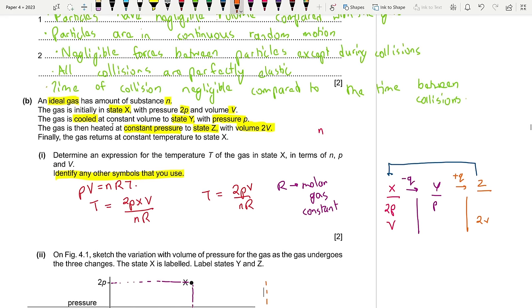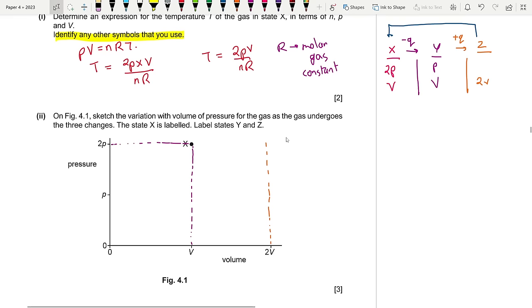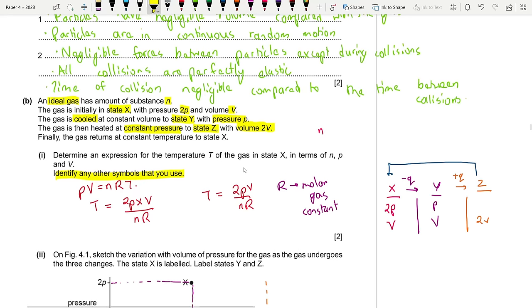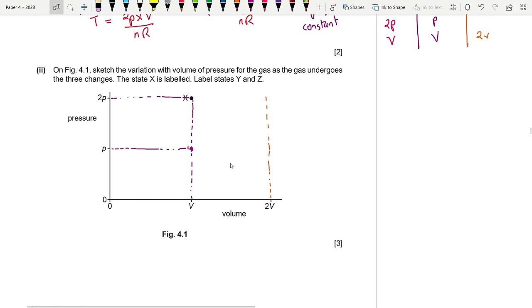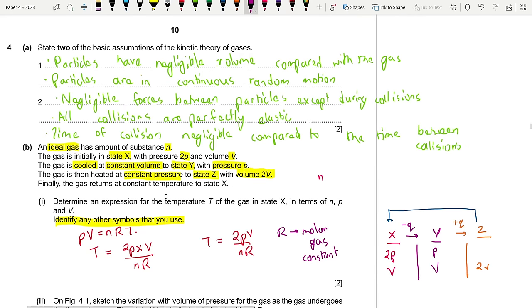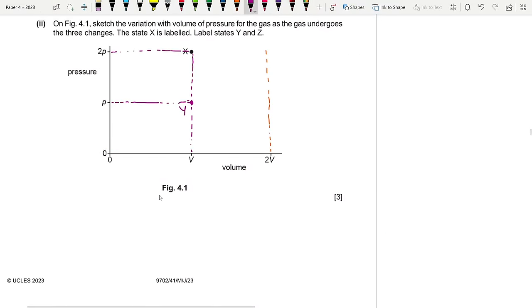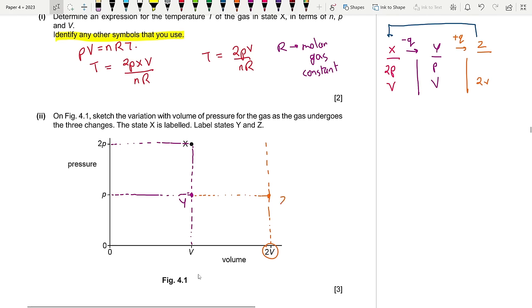And for Y, we know that the gas is cooled at constant volume. So for Y, the volume will remain at V, but the pressure will drop to P. I totally missed that. It is cooled at constant volume, where volume is constant, but pressure drops to P. So this is state Y. And then what happens? We know that it is heated at constant pressure. So the pressure will remain constant at P, but the volume increases to 2V now, and that is state Z.